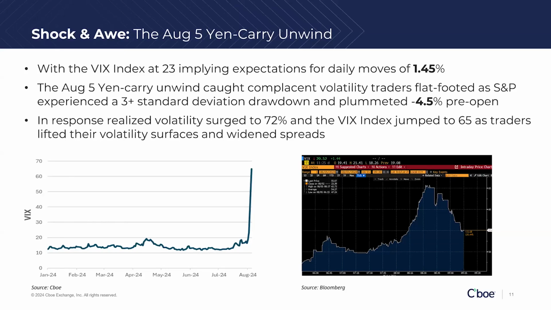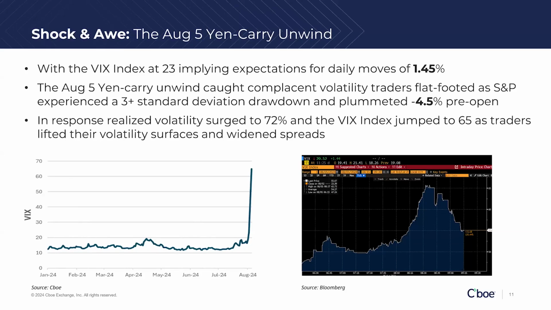traded down around 5% pre-open, and if you look at what the VIX was implying for a daily move, the VIX at that point was 23, before the date of the yen carry unwind, which said that traders would expect a daily move of about 1.5%. So a 5% drawdown in the S&P equates basically to a 3 standard deviation move.